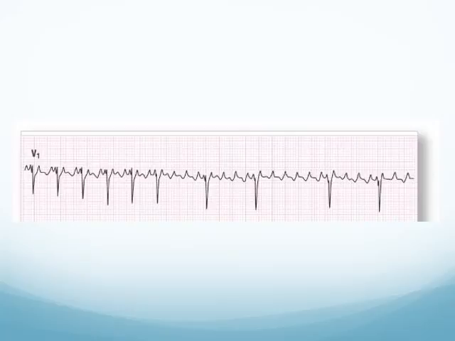Okay. So our rate, and what we're talking about here is our ventricular rate. So we're looking at our QRS complexes. Looks like it's about 100 beats a minute. We have no discernible P waves. We do have what looks to be flutter waves, the sawtooth pattern. It's irregularly irregular.